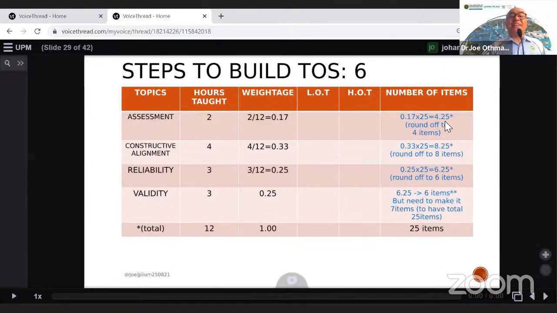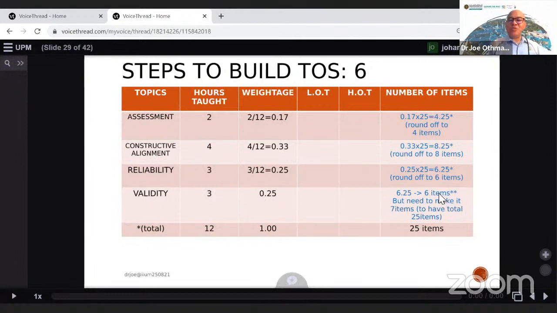So 4.25, again we use the math, round it off. Because 0.25 is less than 0.5, you stay with 4. Don't ask me, ask the mathematicians, it is agreed. So 4, do not use 5, 4. For the next one, 0.33, you get the same, 8 quarters, 8.25. You round it off to 8. Then again, 6.25. Sorry, my example is a bit odd. You round it down to 6.